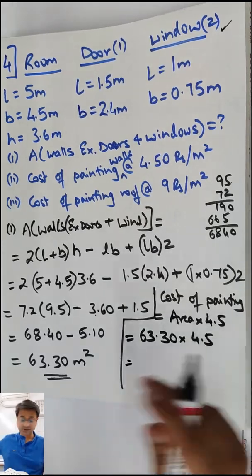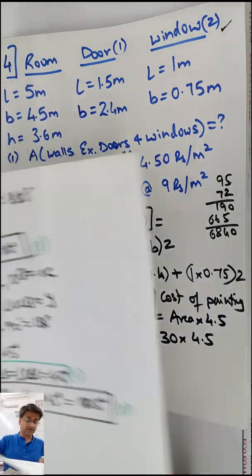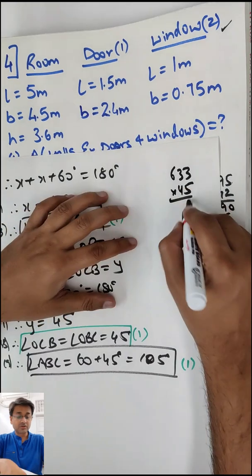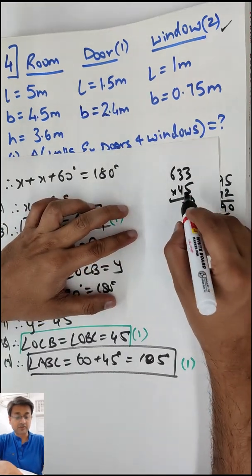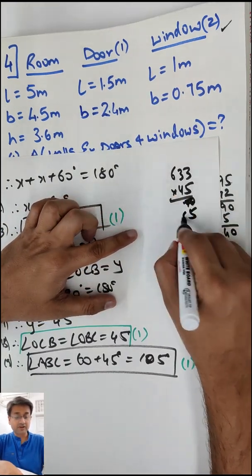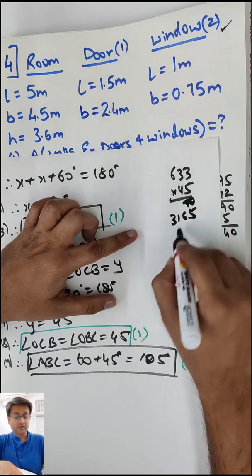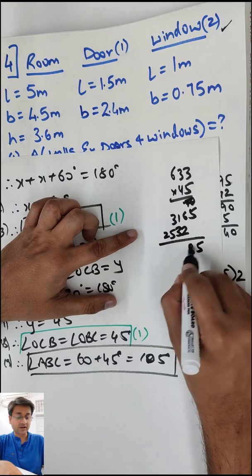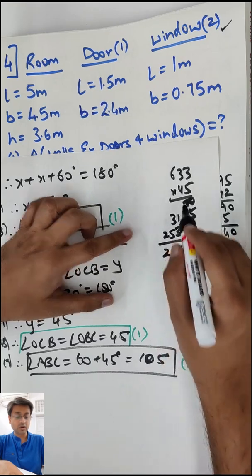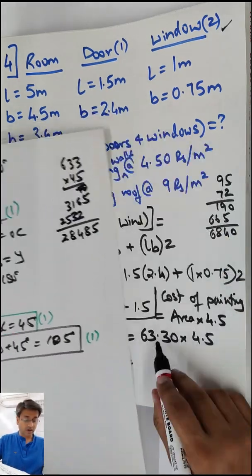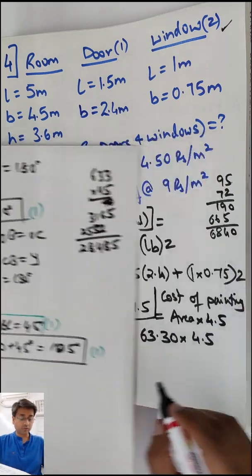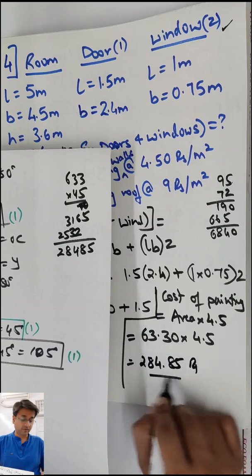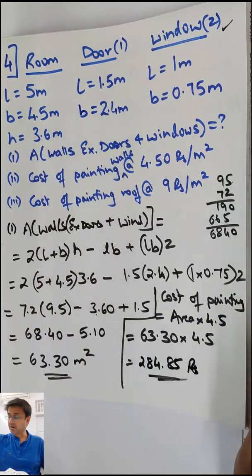So let's take a rough sheet in order to calculate it. 633 into 45. So 5 3s are 15, 15 and 1 16, 31, 4 3s are 12, 12 and 1 13, 25. So I'll get 5, 8, 4, 8, 2, and how many decimals now? So 1 and 1, 2. So 284.85 rupees.